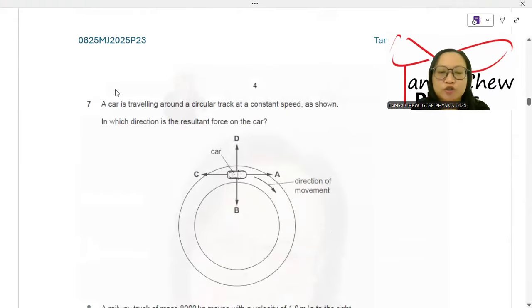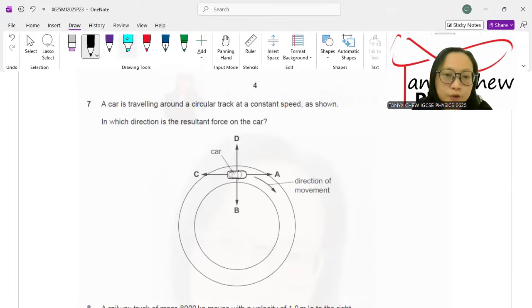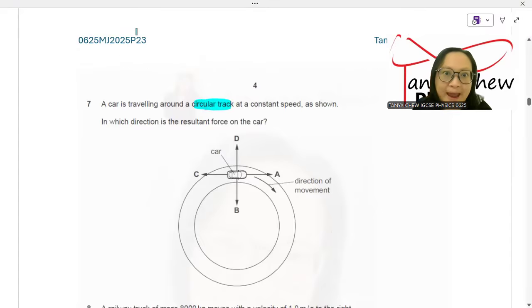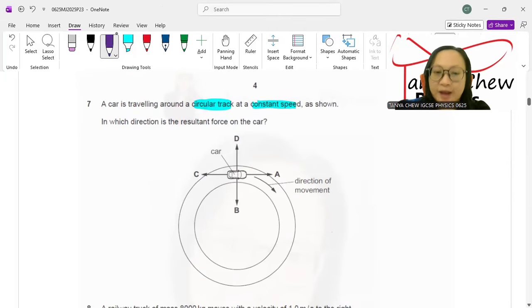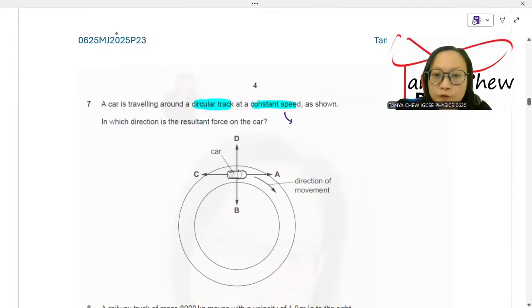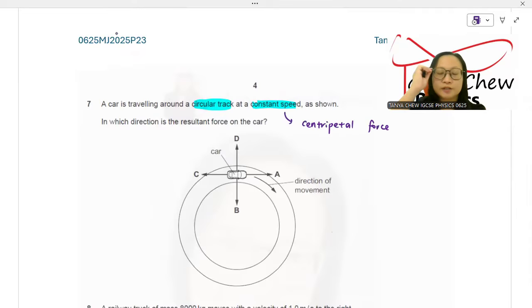Number 7, a car is traveling around a circular track at a constant speed as shown. In which direction is the resultant force on the car? So I give you some tips here, very easy. If you see the word like circular track, bend, curve, at constant speed, just remember one thing. Yes, there is a resultant force. The resultant force is called centripetal force. Centripetal force is a resultant force that is responsible to keep a car in a circular track. And it has to act towards the center of the circle. B is the answer.